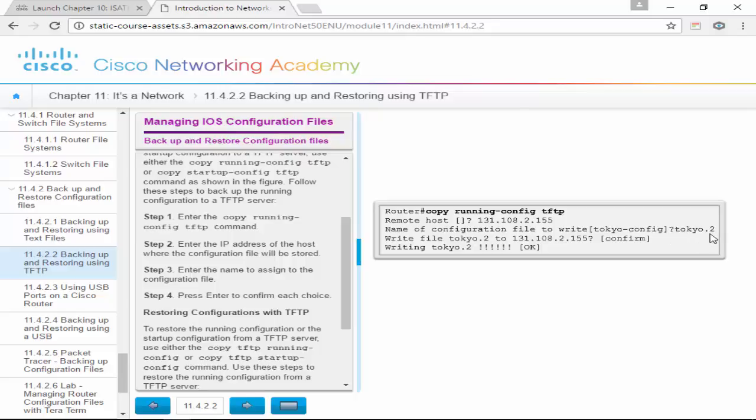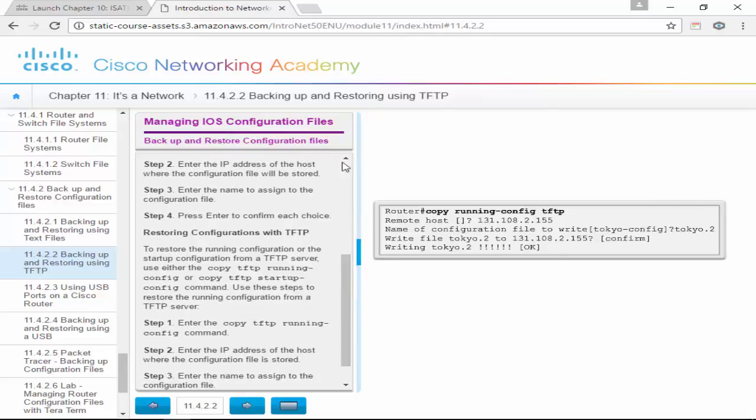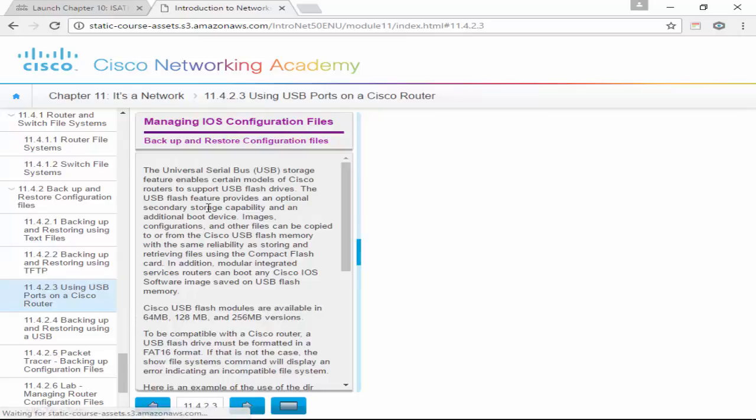They named it Tokyo.2, right? So it wrote it as Tokyo.2, and then you want to see these exclamation points. If you're scared on this, don't worry. On this final packet tracer, you're going to have to do TFTP to a TFTP server, so hopefully you can figure it out. If you want to back up the opposite way, you would say copy TFTP to running config, and it would actually pull this configuration back in. But like I said, you can copy your running configuration or your operating system on there.